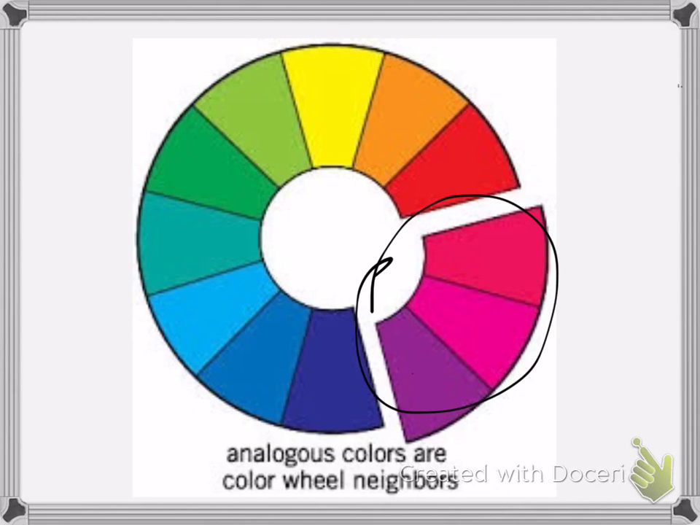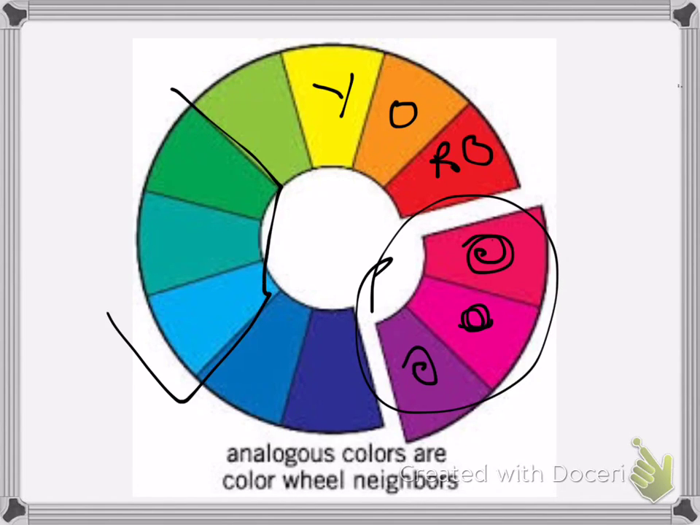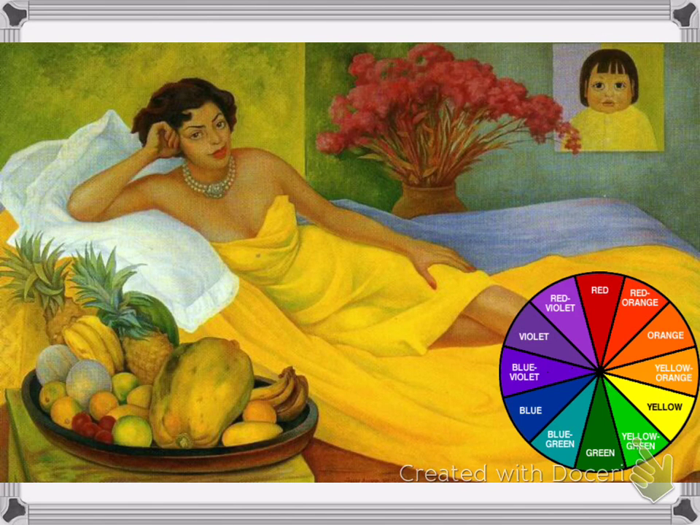Like here, violet, red-violet, and red. So if you take a look at, and this is red-orange, just so you know, because it kind of looks like red here. This is orange, yellow, and so on. So they're next to each other. It's almost like if you took a slice of pie and pulled 3 or 4 colors out together. That's an analogous color scheme.